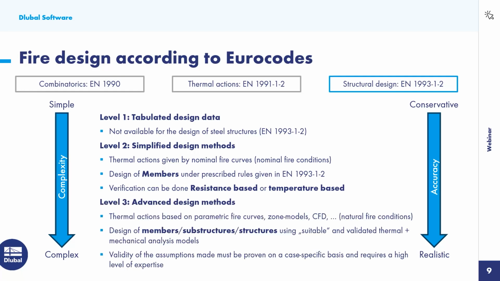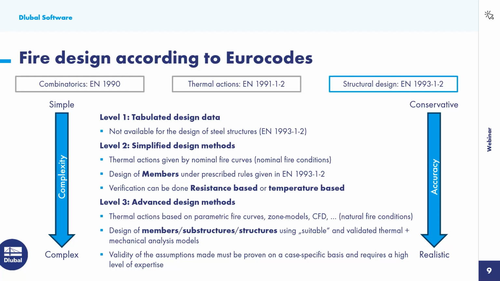The most accurate but also complex analyses are possible under the advanced design methods. The thermal actions are usually derived by more sophisticated methods here, such as parametric fire curves, zone models, or CFD. This enables a more economic design most of the times. The design rules are very openly formulated. Any suitable thermal and mechanical analysis model can be employed. However, the validity of the chosen approach must be proven on a case-specific basis and requires a high level of expertise.